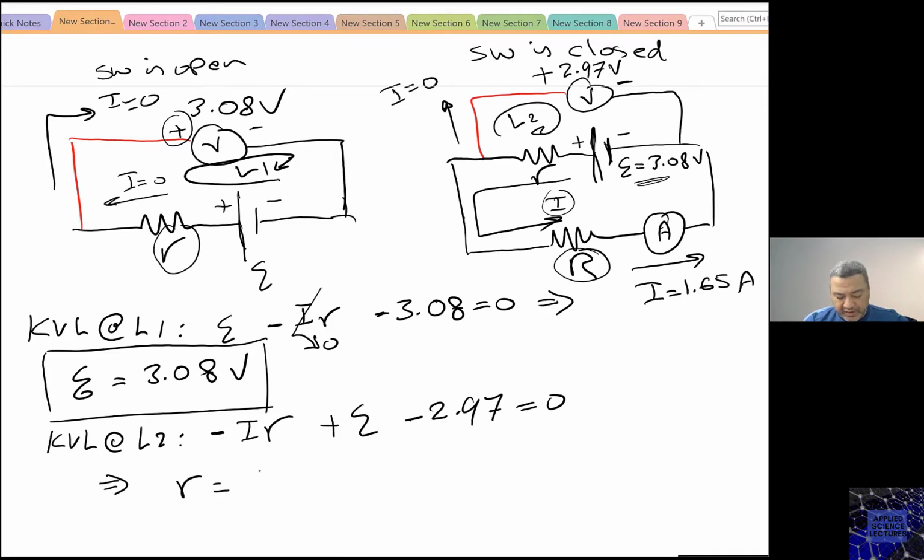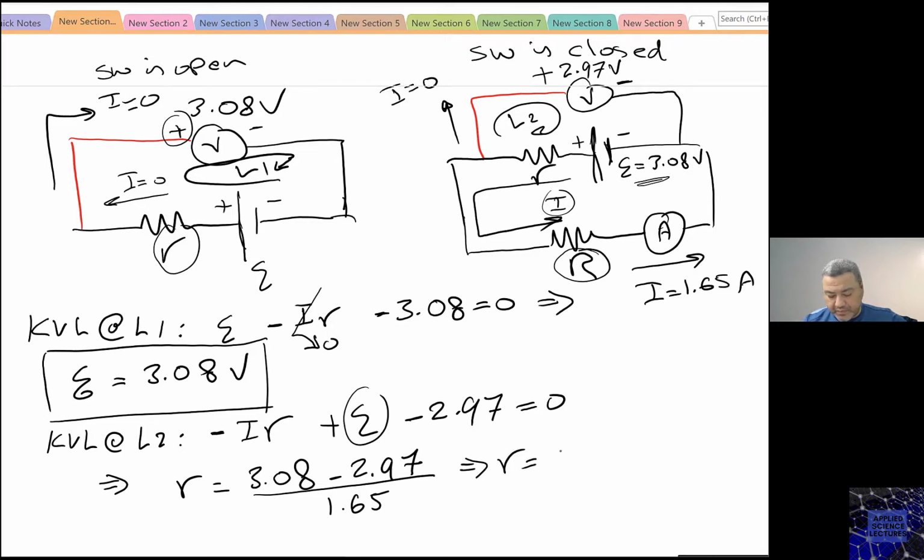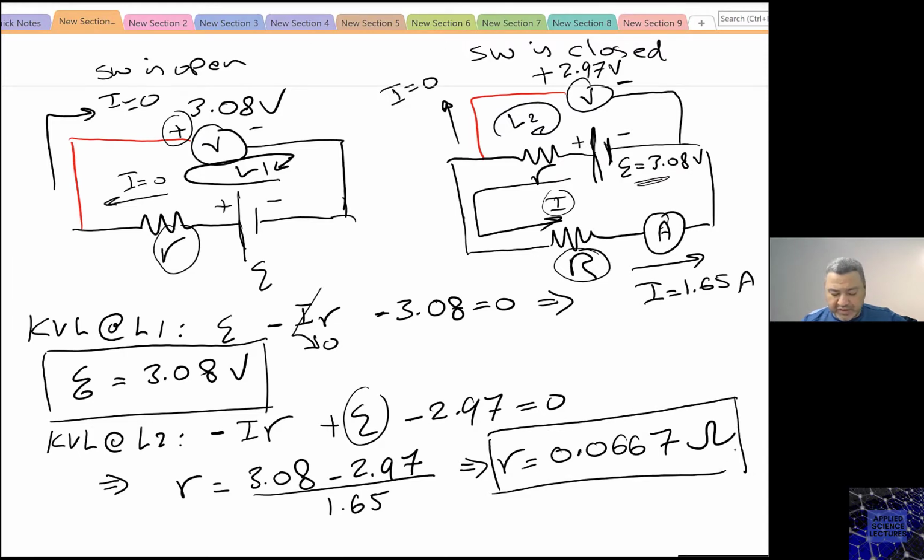I know I is 1.65, so r is 3.08 minus 2.97 divided by I, 1.65 ampere, and the answer is 0.0667 ohms. This is the internal resistance.